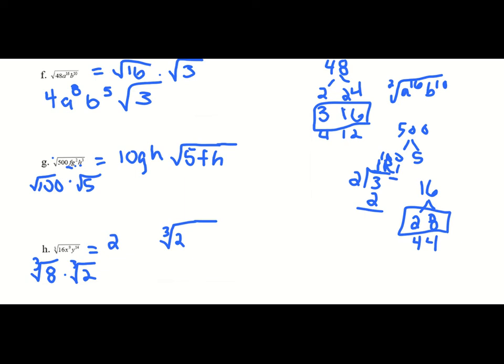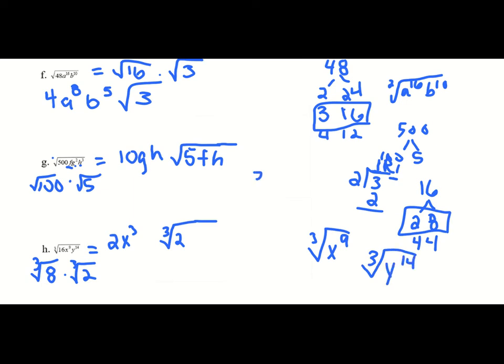Now, we are looking at the cubed root of x to the 9th power next. 3 goes into 9 3 whole times with 0 remainder, so I'm going to move x to the 3rd out here. And then we are doing the cubed root of y to the 14th.